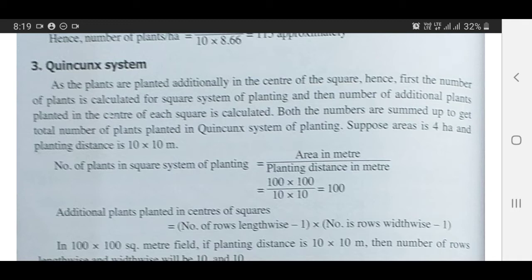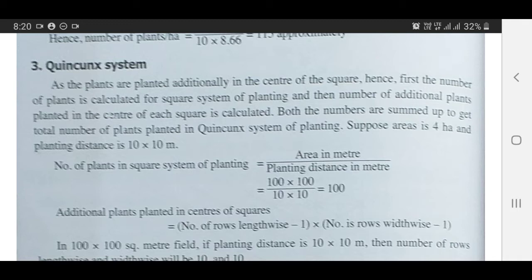Suppose area is 4 hectare and planting distance is 10 into 10 meter. Number of plants in a square system of planting is equal to area in meter divided by planting distance in meter. 100 by 100 into 10 by 10, it comes to 100.